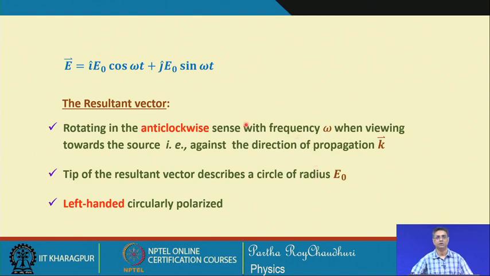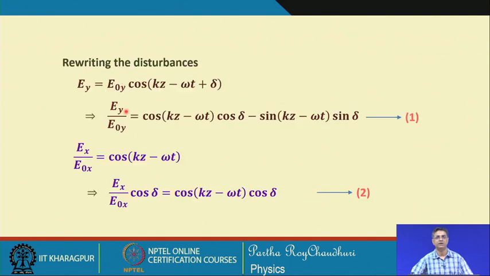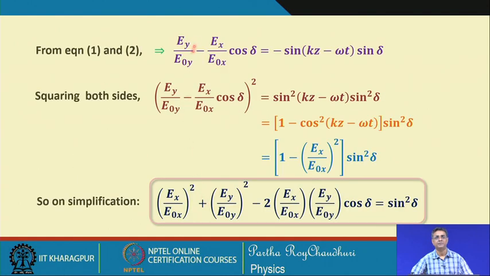handed circularly polarized. Right. Now, we consider the optical disturbance where delta is arbitrary, and E 0 x is not equal to E 0 y. That means the component wave amplitudes are not the same and delta is also arbitrary. Then you can write E y by E 0 y and E x by E 0 x. If you square and add, you will get this equation, and now you square either side, then you can write down this equation like this. So, you have the general equation of an ellipse in that case.